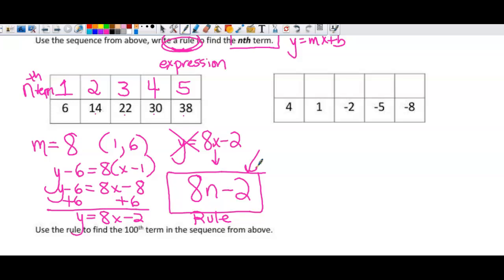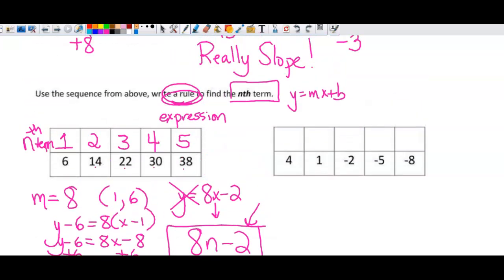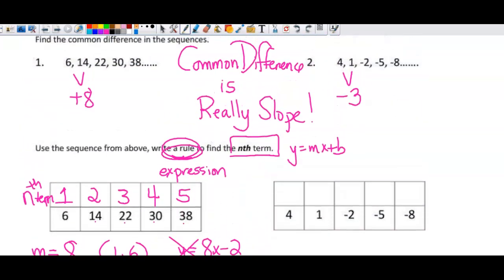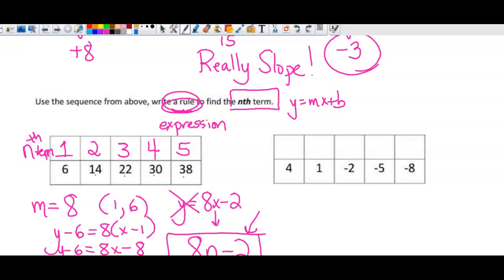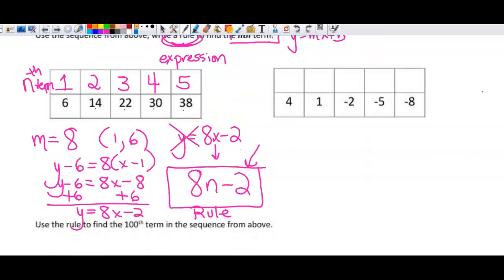So, keeping that in mind, let's go over to the right. We found on number 2 that negative 3 was the common difference. You don't have to make a chart like this. This is just so you understand what I'm doing. This is the first term, second, third, fourth, and fifth term. The common difference, or the slope, was subtracting 3.